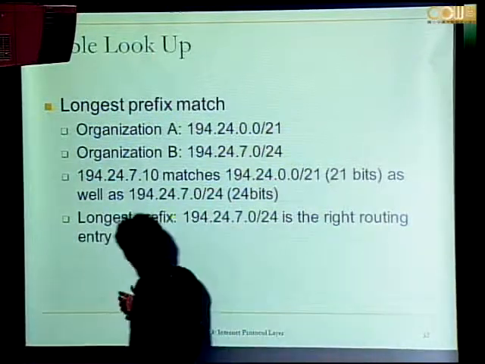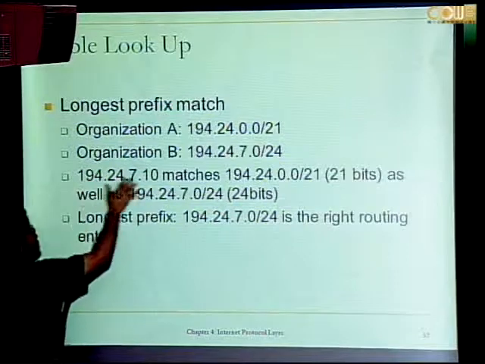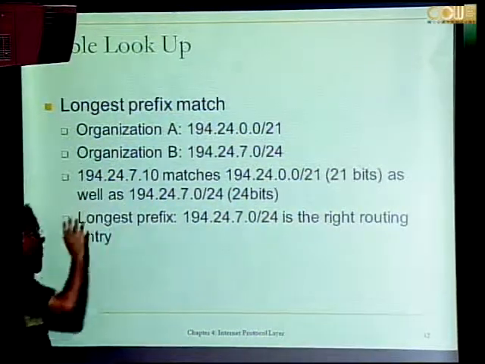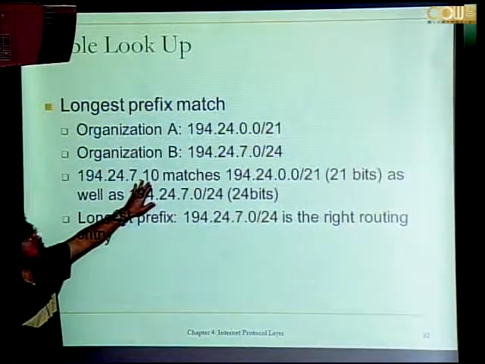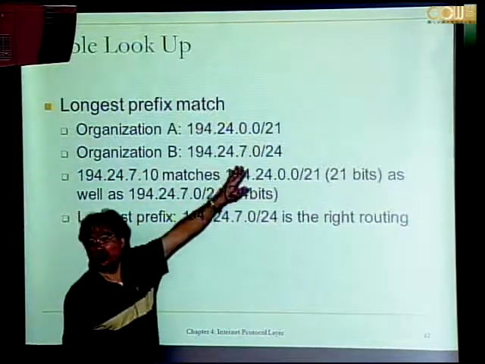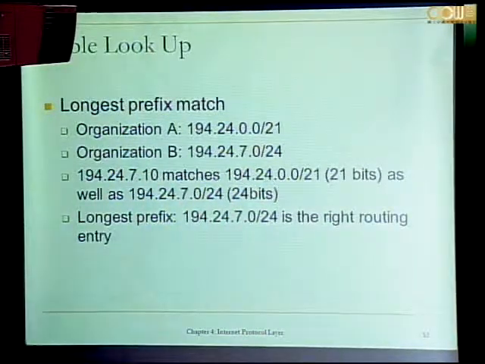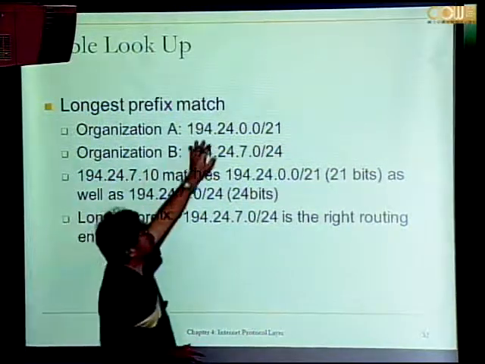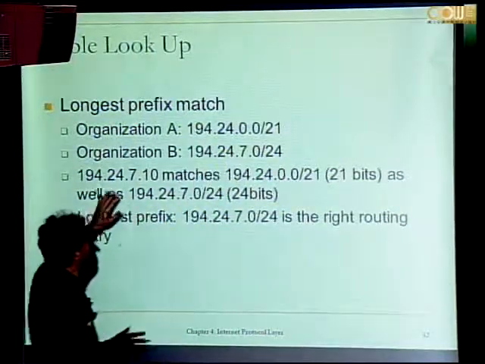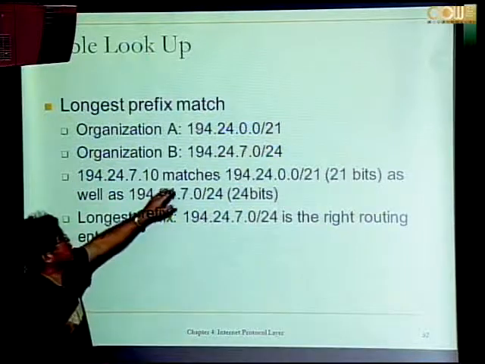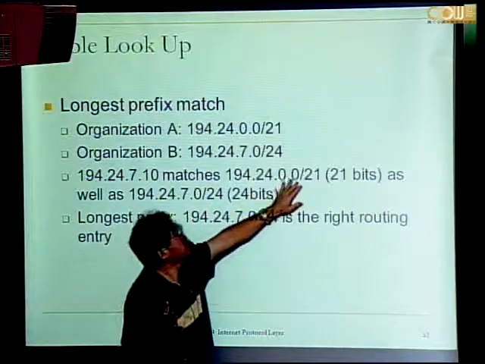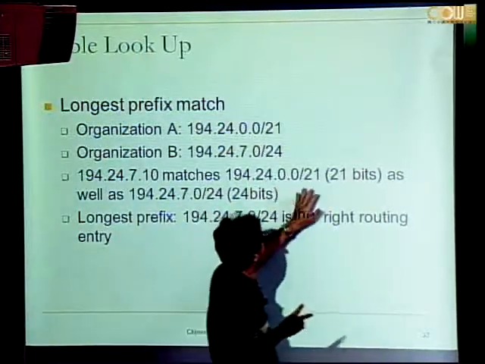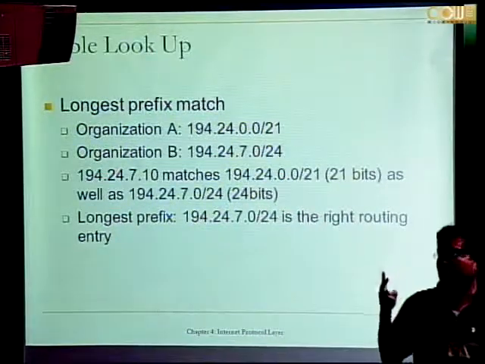For example, I have a packet destined to this. And by your bare eyes, you know that this address belongs to whom? Belongs to B, right? But the computer does not know. It will say, okay, this address belongs to A and also belongs to B. So when you take this to match the routing table, you will have two matches. One is this entry, and the other will be this entry. Both entries will match.